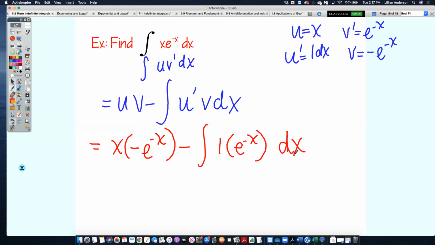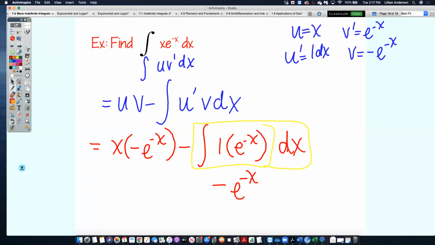The reason why we still need it is we still have to take the antiderivative of e to the negative x. What's the antiderivative of e to the negative x? It's negative e to the negative x. Okay, so we take care of this part where we're taking the antiderivative. Sorry, include the dx.